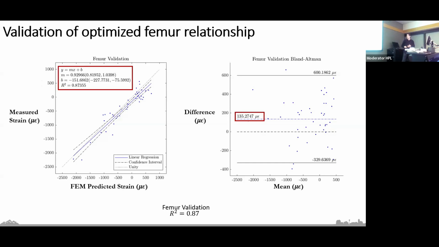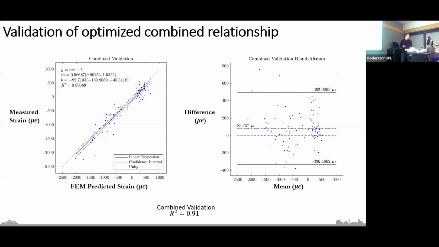So when we combine those hindlimb bones, we kind of expect it to perform somewhere between the tibia and the femur. And in fact, it does just that. So we're able to explain up to 91% of the variation in experimentally measured bone strains. And again, we have still that bias towards under-predicting those bone strains. In this case, it falls right between the bias to the tibia and the bias to the femur.